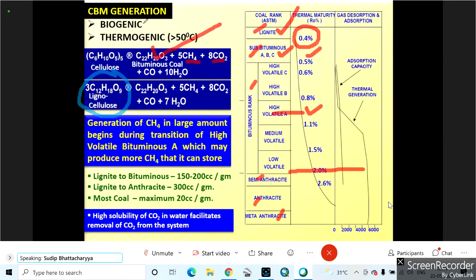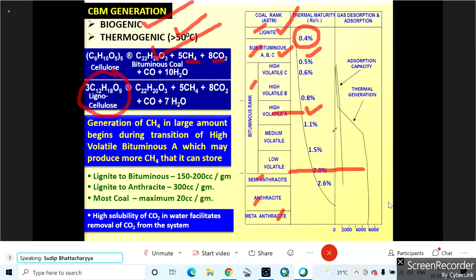The first one is called biogenic methane. It is at less than 50 degrees centigrade, and if the temperature is greater than 50 degrees centigrade, through reactions, it is called thermogenic. So the total methane is biogenic and thermogenic. As it is, we are discussing the coal-based methane. What happened? From coal, the methane is coming out.